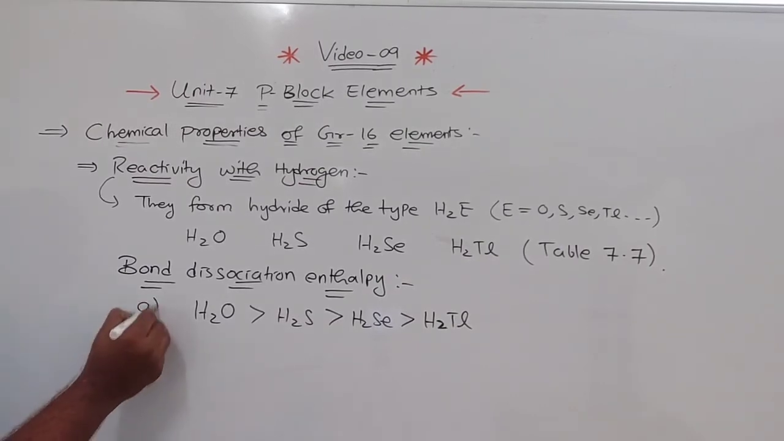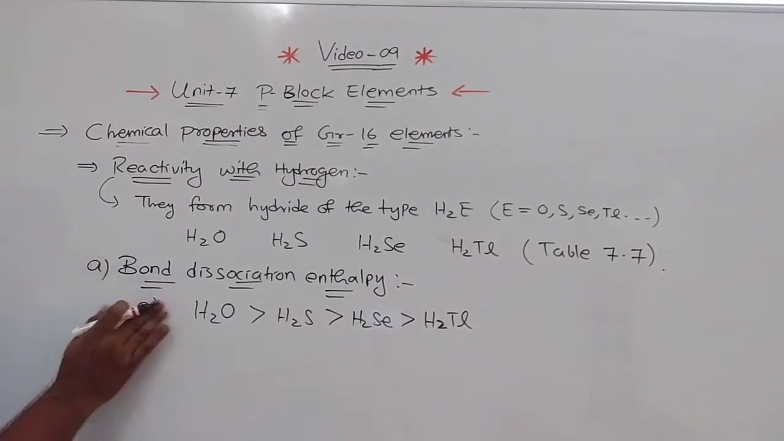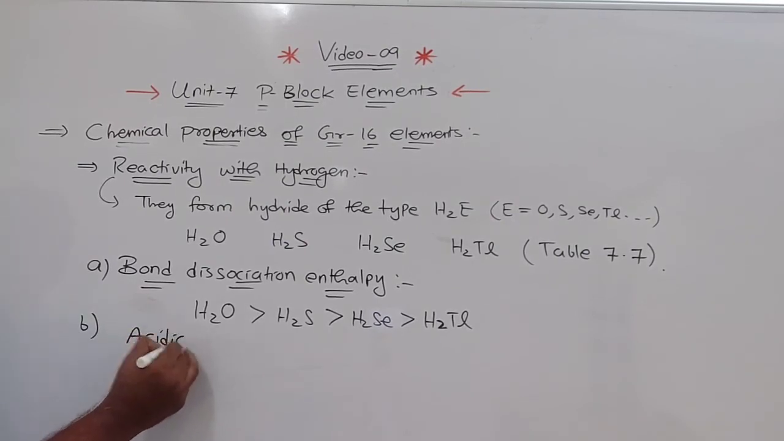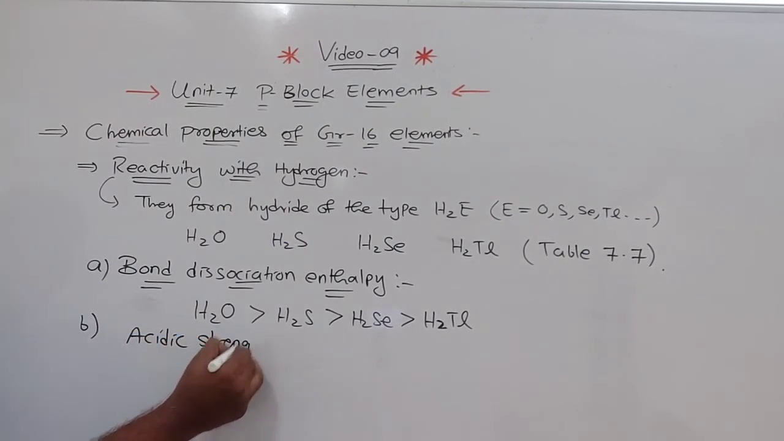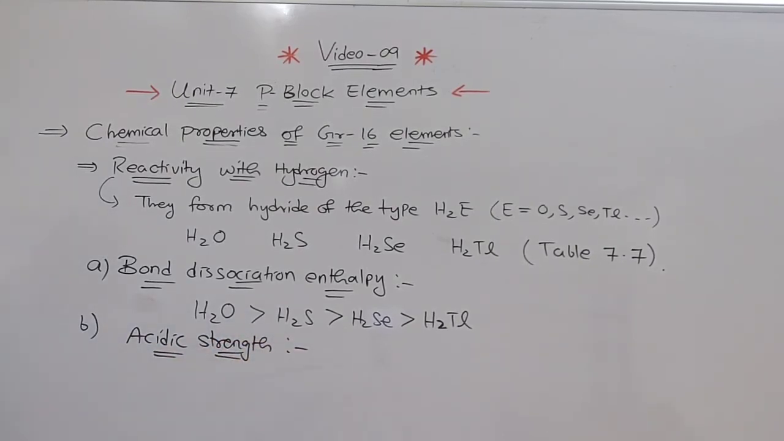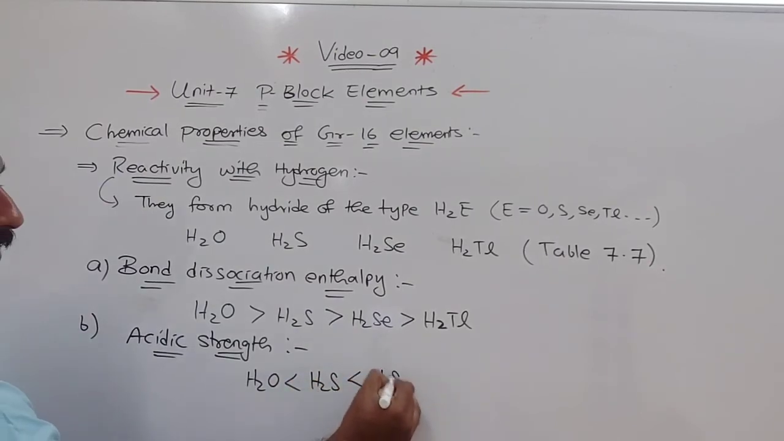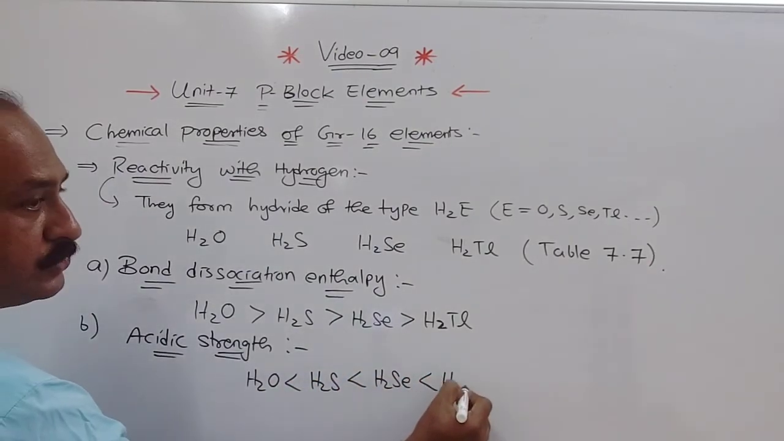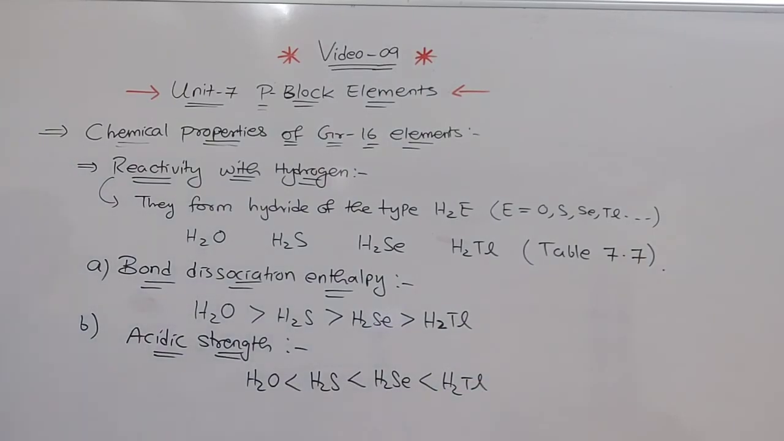Then comes the acidic strength. In the order of acidic strength for these same hydrides, H2O is less acidic than H2S, which is less than H2Se, which is less than H2Te. So this you can write regarding acidic strength.